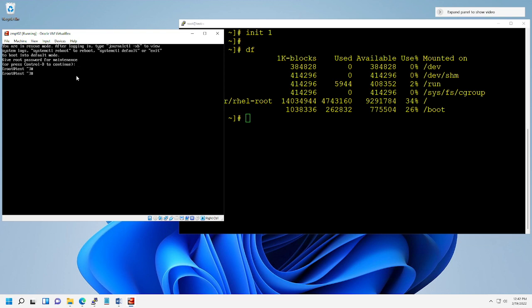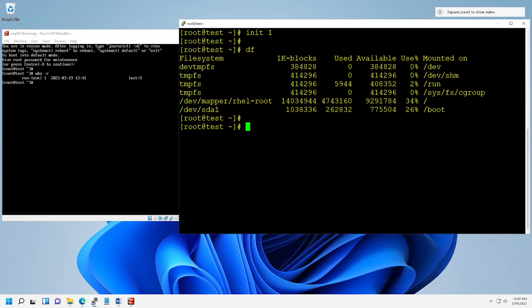And if I do who -r, it says this is run level 1. The last run level was 3. Right now you are in run level 1 and this is the last run level. So if you want to do some kind of maintenance, things like that, you could do it in here.